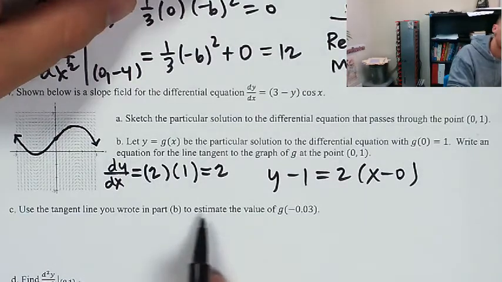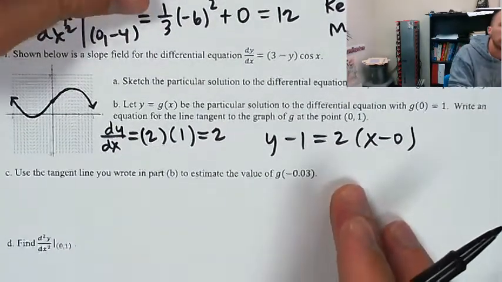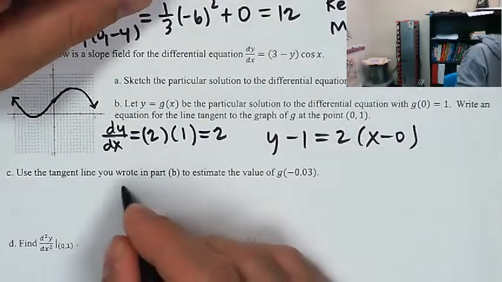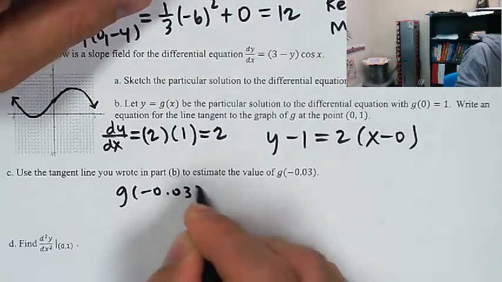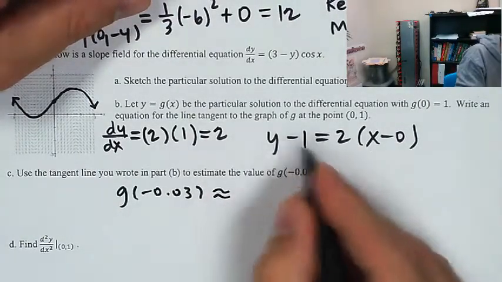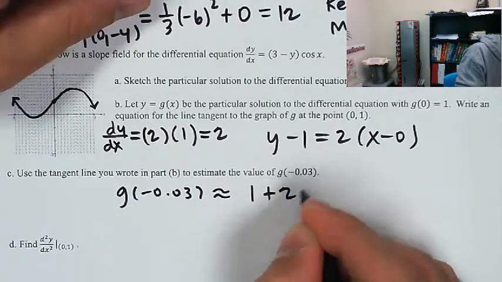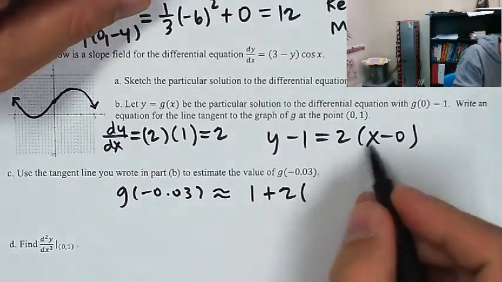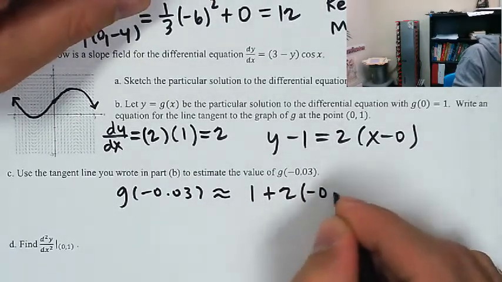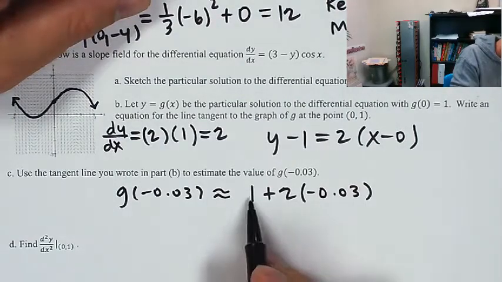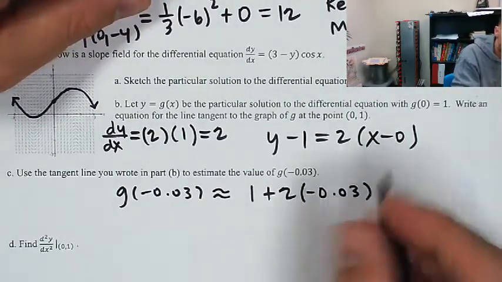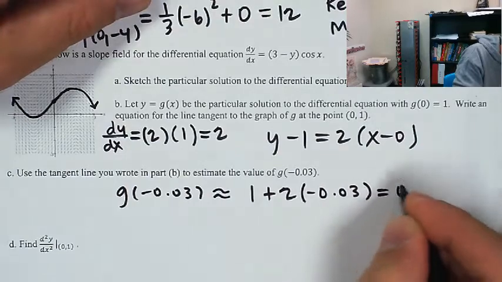And then use the tangent line I just wrote to estimate the value of g of negative 0.03. So I'm going to add that 1 over here, add 2 times negative 0.03 minus 0, which is just negative 0.06. So 1 minus 6 cents is going to be 94 cents.